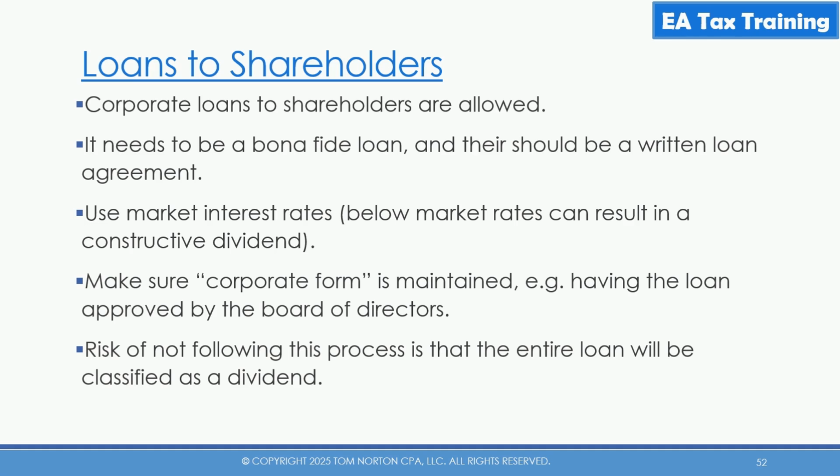You do want to make sure the corporate form is maintained. In other words, the loan needs to be approved by the board of directors if it meets certain criteria. So you want to do all of that. And the risk of not doing all of this is that the entire loan will be classified as a dividend. So, as always, when you're dealing with related party transactions, you want to make sure to dot your I's and cross your T's. You want to do everything right.